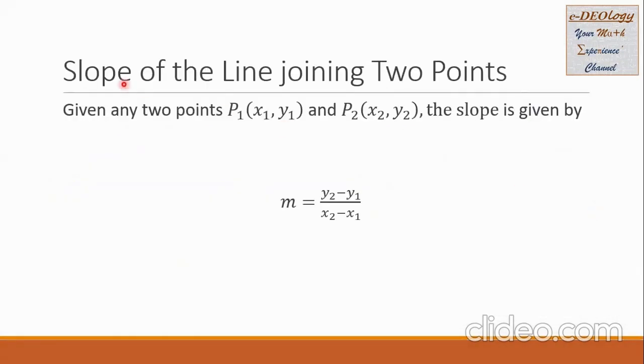Let us study now the slope of the line joining 2 points. Given any 2 points, P sub 1 with ordered pair (x sub 1, y sub 1), and the second point P sub 2 with ordered pair (x sub 2, y sub 2), the slope is given by the formula m equals y sub 2 minus y sub 1 all over x sub 2 minus x sub 1.